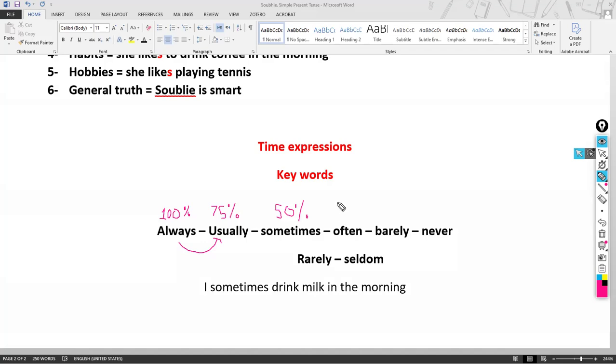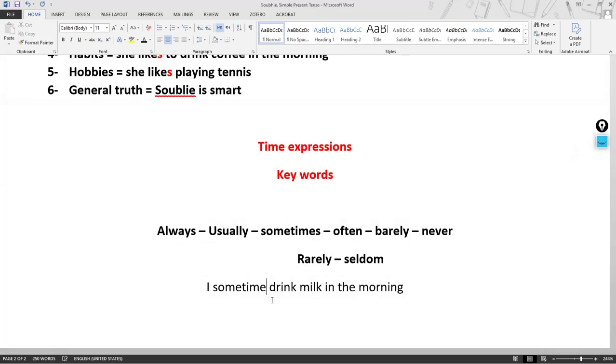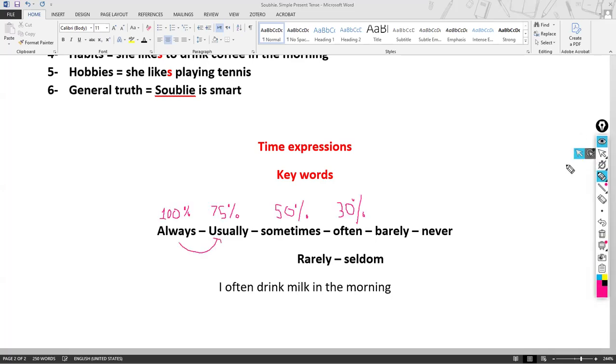Often is approximately 30%. If you want to say, for example, I often drink milk in the morning, maybe 2 days a week. So often. Bravo. Be careful about them because you will change the meaning if you use them in a different way. Now, barely is approximately 15 to 10%.